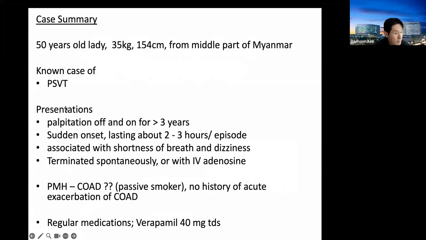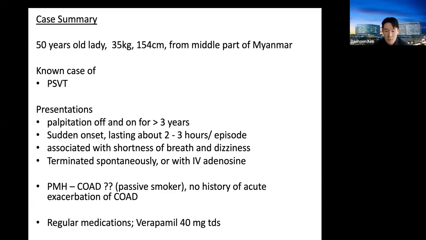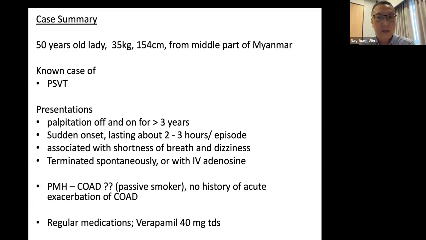This is a case summary. A 50-year-old lady, 35 kg in weight, 157 centimeters in height. She came from the middle part of Myanmar, and she was a known case of PSVT, presenting with palpitations off and on for more than 3 years. It was sudden onset, lasting about 2 to 3 hours per episode, and associated with shortness of breath and dizziness. PSVT terminated spontaneously or with IV adenosine, and her regular medication was verapamil.